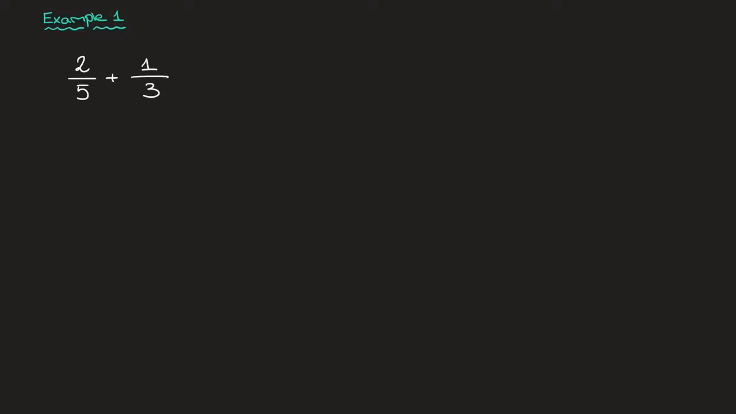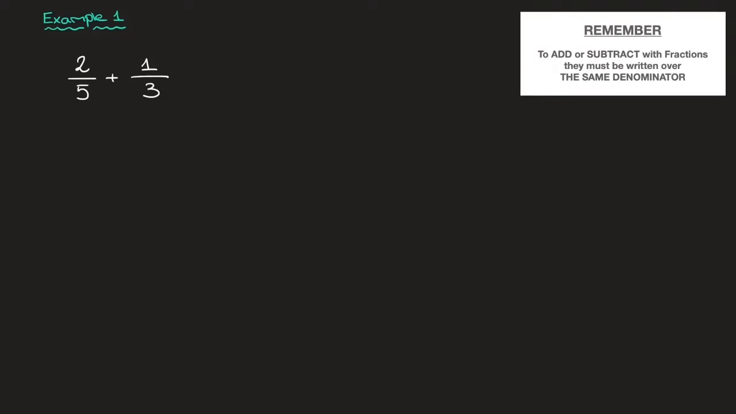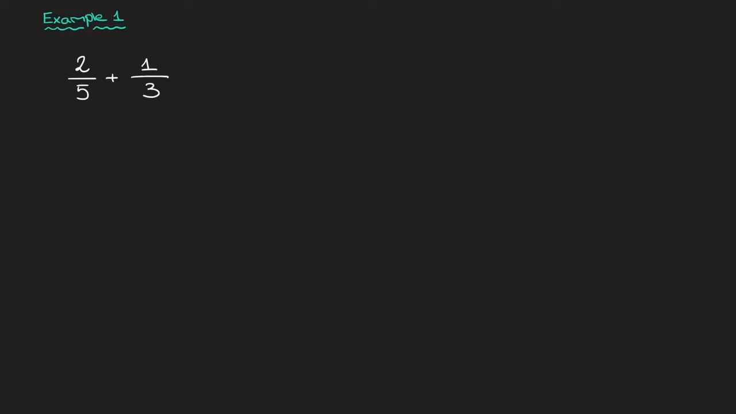The whole trick when adding and subtracting with fractions is that they have to be written over the same denominator. But here we can see that the first fraction is written over 5 and the second is written over 3. So the whole idea is to start by writing each of these two fractions as equivalent fractions over the same denominator. And here are 3 steps which will always work.